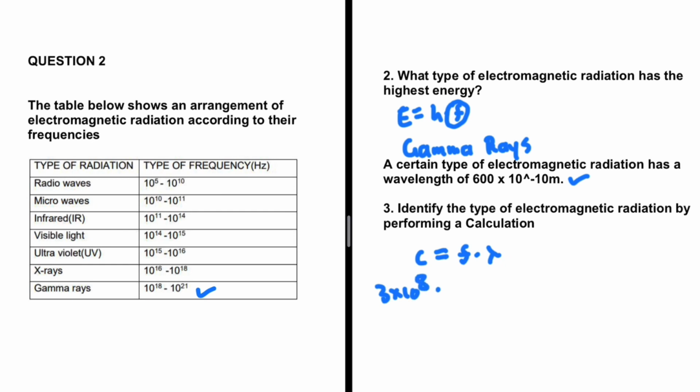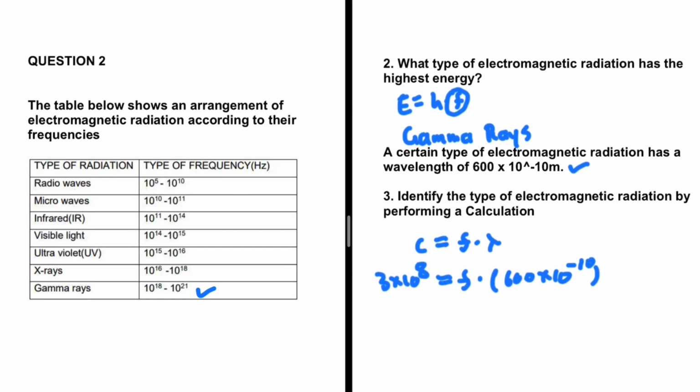Don't forget, the speed of all electromagnetic waves is always 3 times 10 to the power 8 meters per second. The frequency is what we are interested in. And the wavelength, we have 600 times 10 to the minus 10 meters. Well, you can see what we need to do here. We need to divide both sides by the coefficient of frequency, which is 600 times 10 to the minus 10.